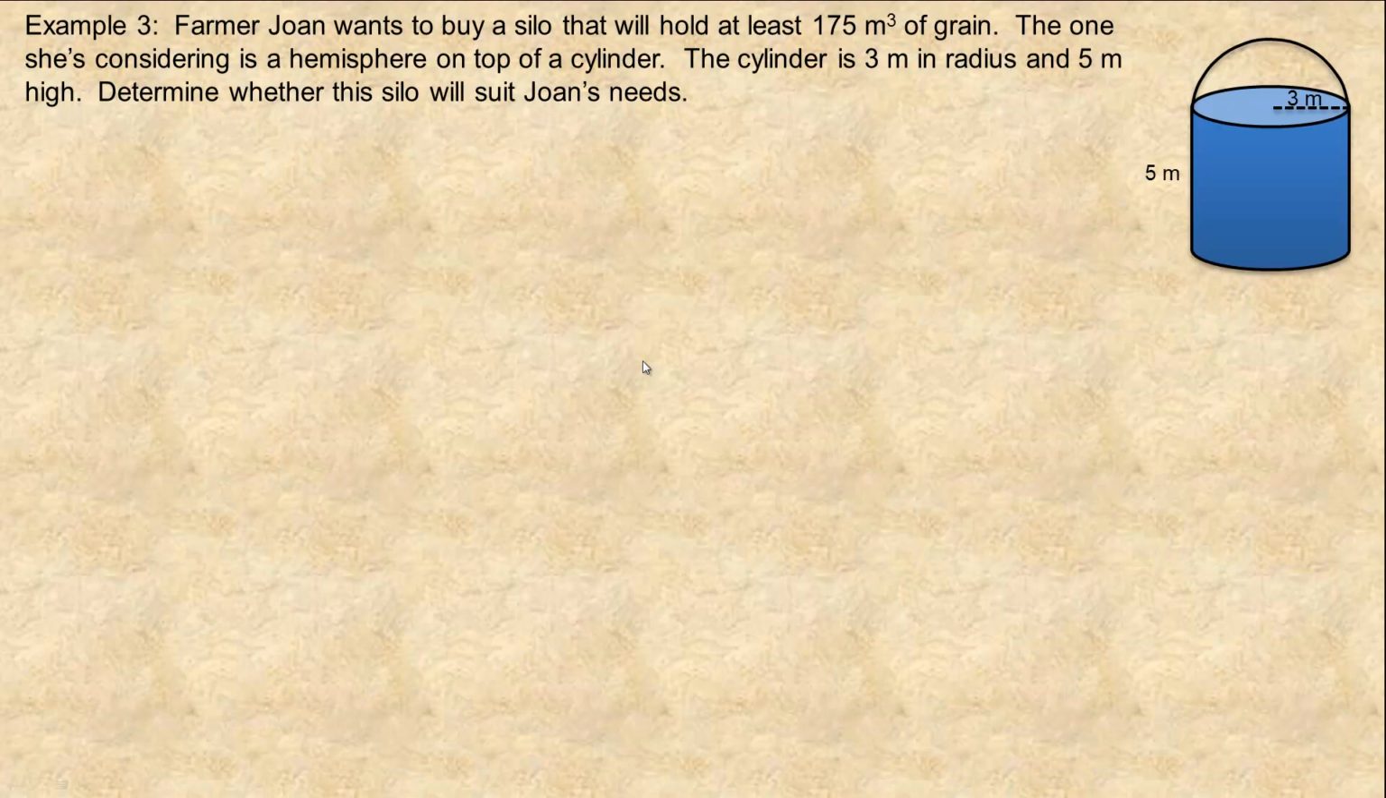Example number 3. Farmer Joan wants to buy a silo that will hold at least 175 cubic meters of grain. The one she's considering is in the shape of a cylinder with a hemisphere on top. That's the shape of silos a lot of the time. So we're told that the cylinder is 3 meters in radius and it's 5 meters high. We're asked to determine whether this silo will suit her needs. Okay, is its volume at least 175 cubic meters?